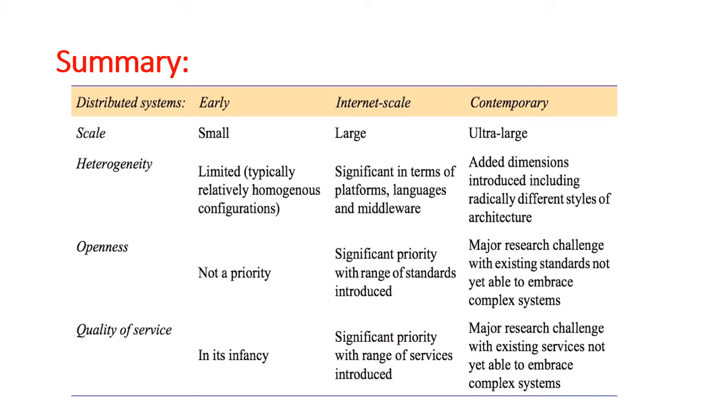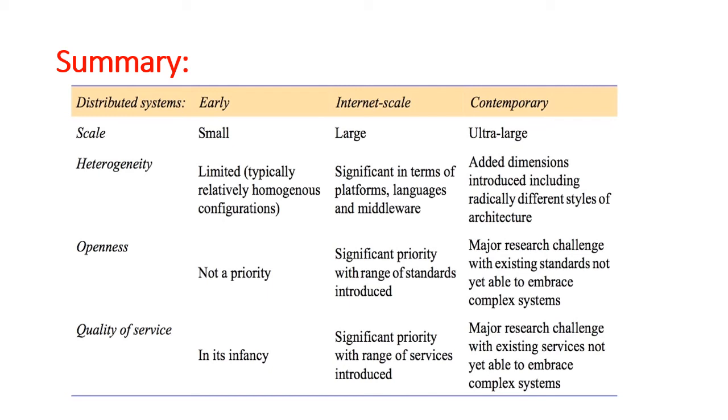Then there is heterogeneity. In the early distributed system, the heterogeneity was very limited. Usually a relatively homogeneous configuration took part in the early distributed systems. In the internet scale, it was significant in terms of platforms, languages, and middleware. Whereas in the contemporary, where there is ultra large scale participation, added dimensions were introduced, including radically different styles of architectures. So different dimensions were added in order to address the heterogeneity of contemporary distributed systems.